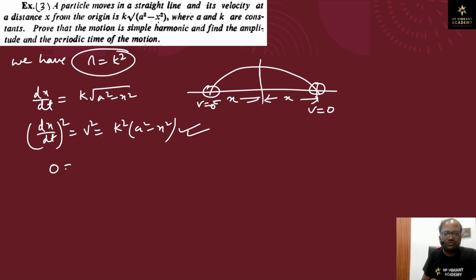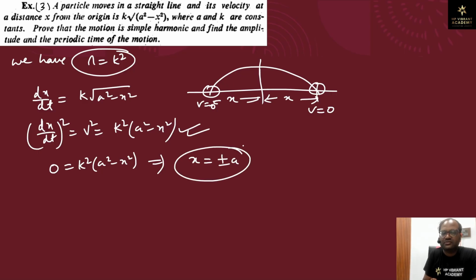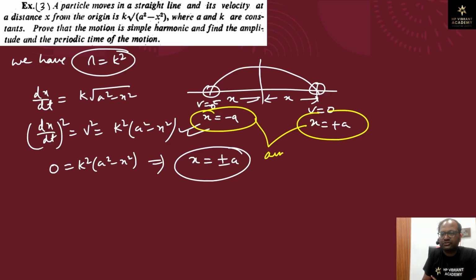So we have 0 equal to k²(a² − x²). So from here x is equal to plus minus a. This means x equal to plus a and x equal to minus a is our amplitude. So both of these are the amplitudes. This is amplitude and this is amplitude.